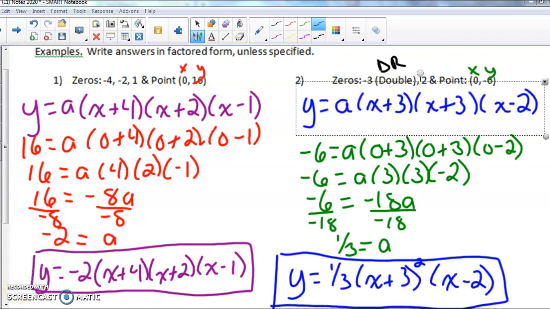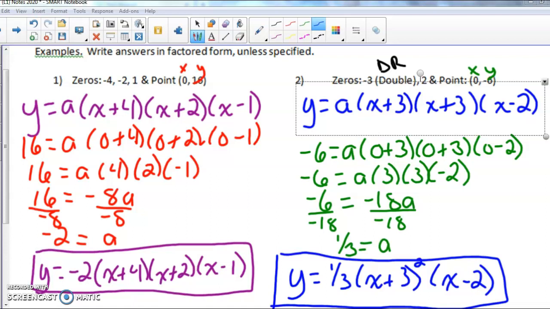Okay, let's see how we did. Because there was a double root at -3, that factor appeared twice, so I used x plus 3 twice. You could have also said x plus 3 squared. And then there was another factor at +2, or a 0 at +2, so the factor was x minus 2. I used the y-intercept for my x's and y's. The a value in this case was +1/3. Don't give me the decimal because it's not a terminating decimal. Keep it as a fraction.